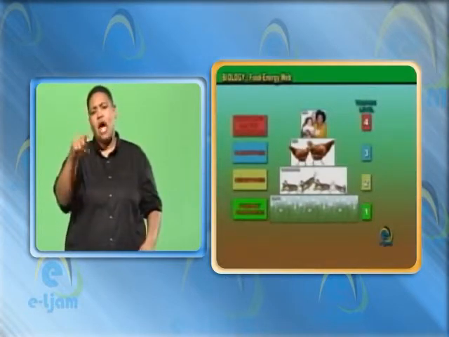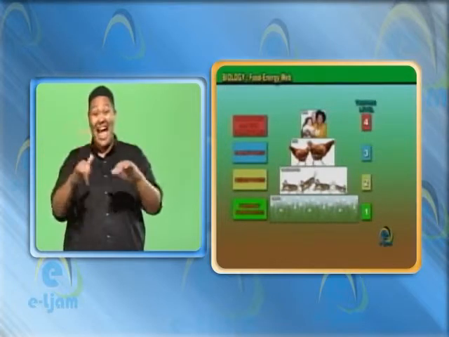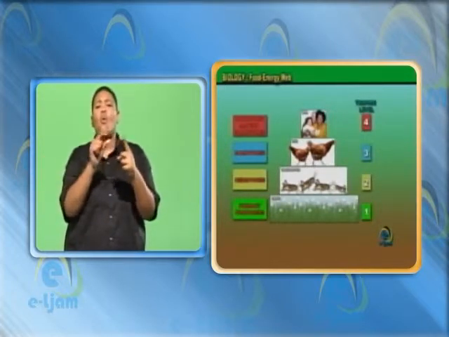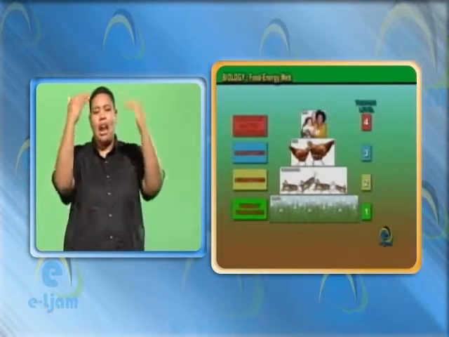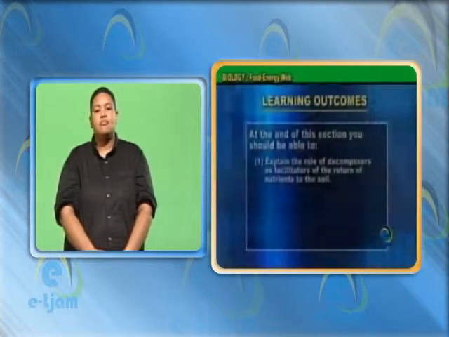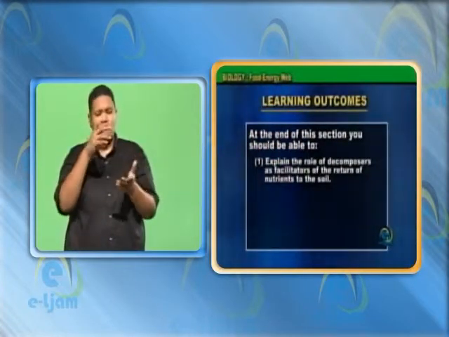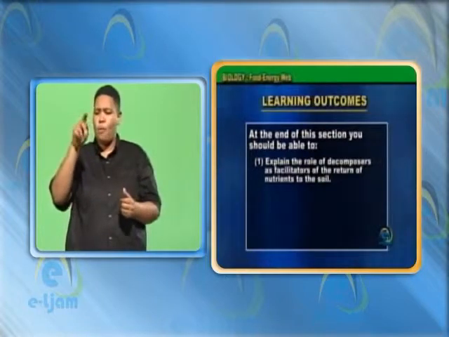Let us introduce another idea relating to feeding levels. This idea relates to the word trophic level. Objective: explain the role of decomposers as facilitators of the return of nutrients to the soil.